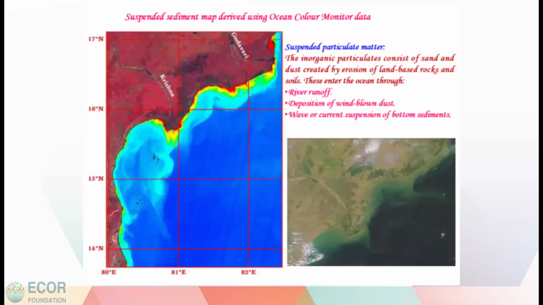And it is the suspended sediment map, again from OCM data, of a part of the India coast, where we can see the drains of Krishna and Godavari. We can see the river runoff, deposition of wind-blown dust, and wave current and eddy current can also be studied by using this as a part of the analysis.